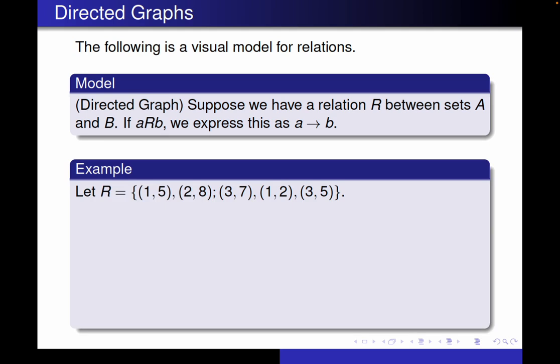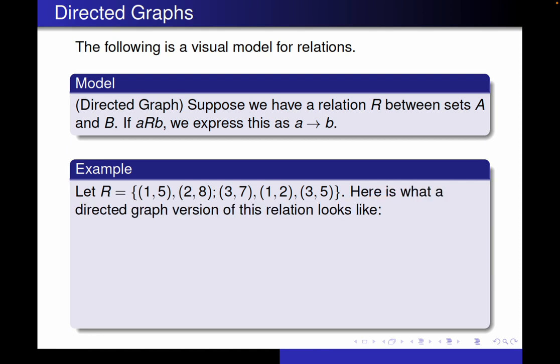This can give us a global look at what the relationships are under the relation in the following way. Let's say I have a relation that's just a bunch of ordered pairs. 1 is related to 5, 2 is related to 8, 3 is related to 7, 1 is related to 2, and 3 is related to 5. How could we express this visually? Well, here's what the directed graph would look like.